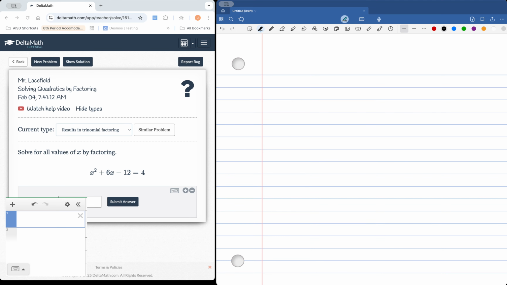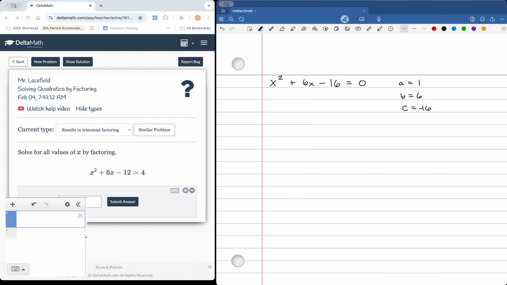Okay, we are solving for all values of x by factoring for this quadratic equation. So we have x squared plus 6x minus 12 equals 4. Now the first thing I need to do is make sure the right side is at 0. To do that, we need to subtract 4 from both sides. Subtracting 4 from the negative 12 gives negative 16. And now we have a, which is 1, b, which is 6, c, which is negative 16.